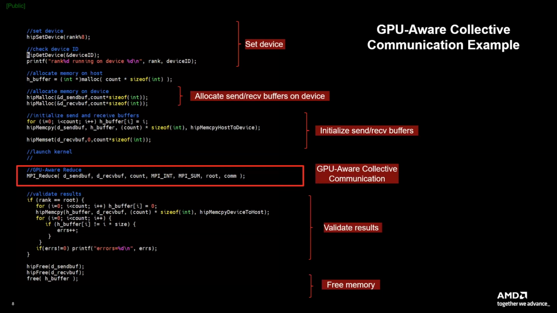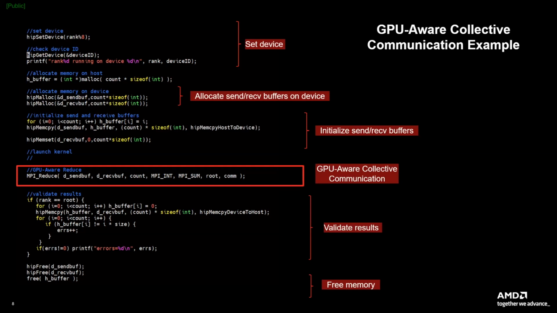Then we are going to allocate the buffers. First we allocate the buffer on the host with malloc, and then we allocate the send and receive buffers with hipMalloc on the device. And then we initialize the send and receive buffers. Again, we can launch some kernels in our code, and at some point we want to do the communication.